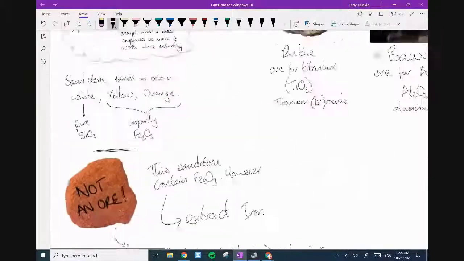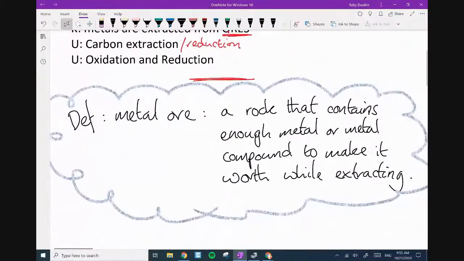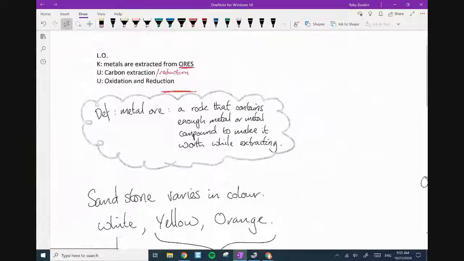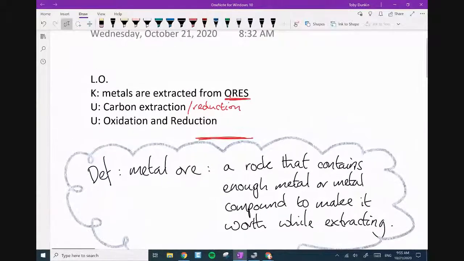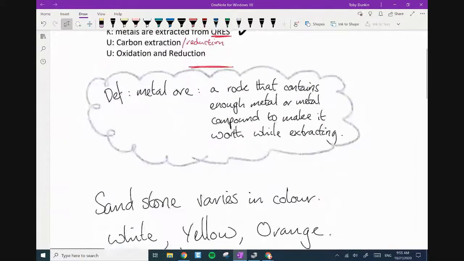But the whole thing is actually explained in the definition: a rock that contains enough metal or metal compound to make it worthwhile extracting. You can make a profit from selling the metal. Okay, so we've now ticked off our first learning objective. We've got our metal ores, we know them, and we understand what this term extraction means.